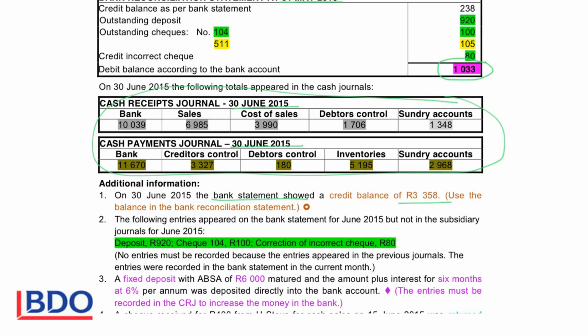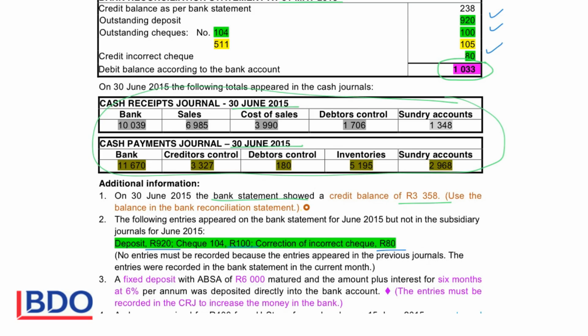We will look at the entries that appeared in the previous bank reconciliation statement to determine whether the bank recorded these entries in the current month. They say there's a deposit for 920 that appeared in the current bank statement. So that means they've recorded that entry. Then there's a check for 100 Rand and a correction of error of 80 Rand. So those two entries were also recorded by the bank in the June bank statement.